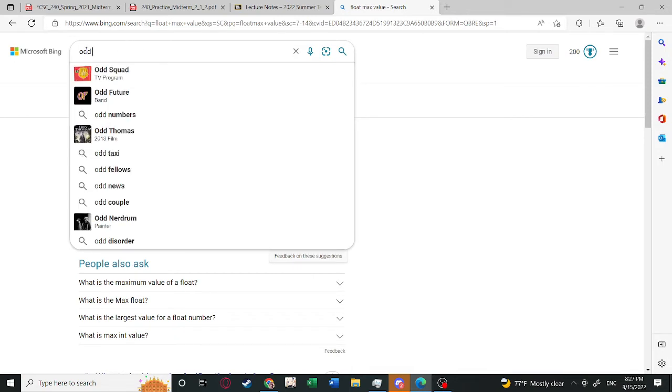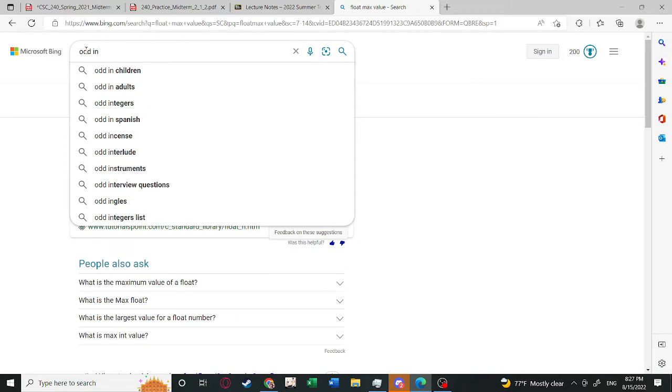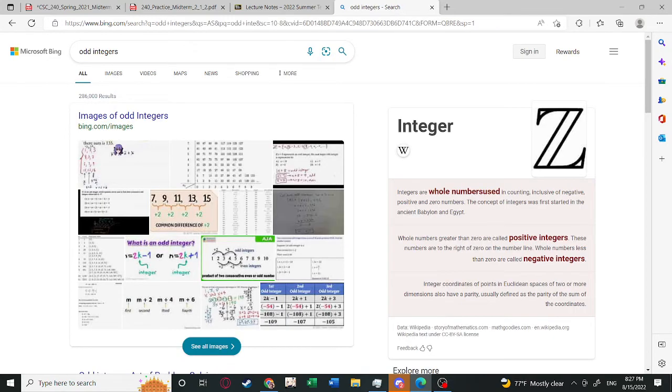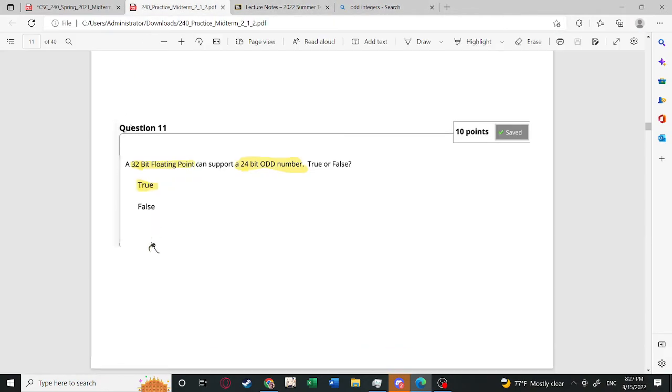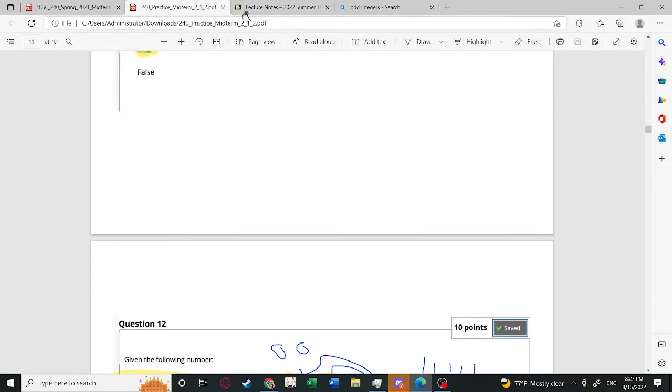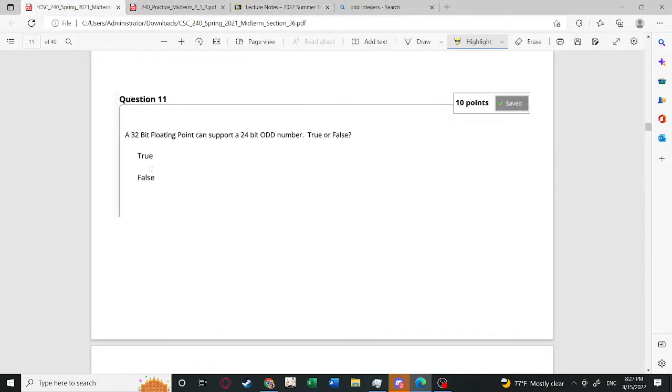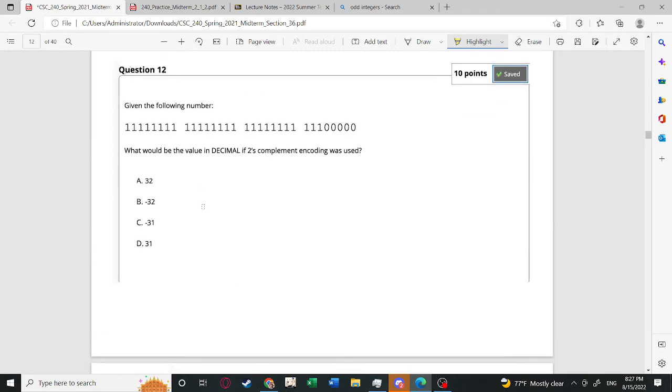Also the largest odd number. The largest odd integer is probably smaller than this number. Yeah, I think so. So that's why it's true. If we go to the 12th question: what would be the value in decimal if 2's complement encoding was used?